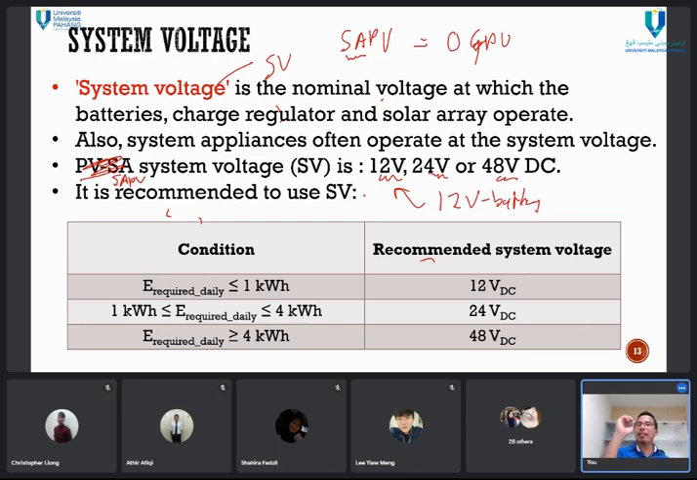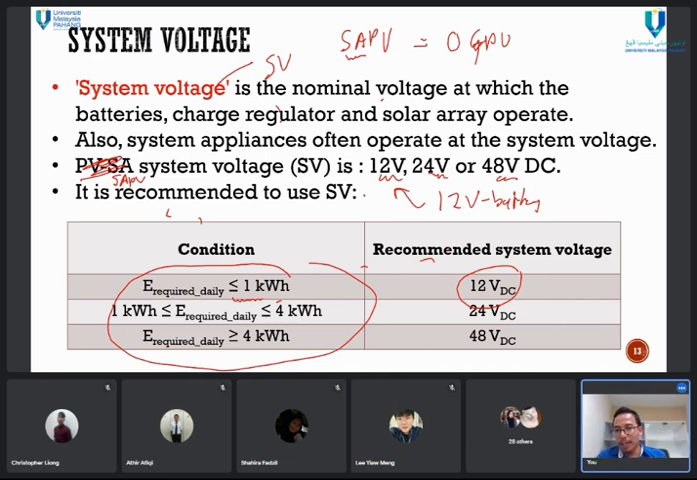So it is recommended to use SV. This kind of SV, I mean the system voltage, not supervisor, is also from SEDA. The recommended one: if the energy required daily is less than 1 kilowatt hour, 12 volt is enough. If you plan to use 24 volt, no problem at all, it's better and very good. But the problem is the cost is not efficient and the system is too big. But you can increase the load. But the recommended one, if less than 1 kilowatt hour, is 12 volt.